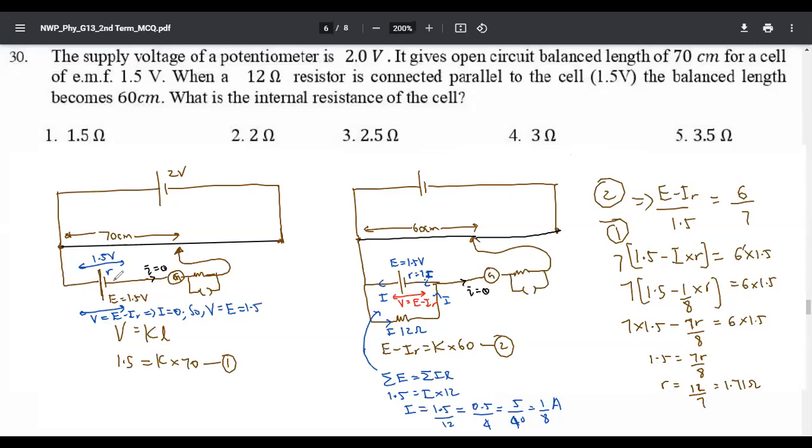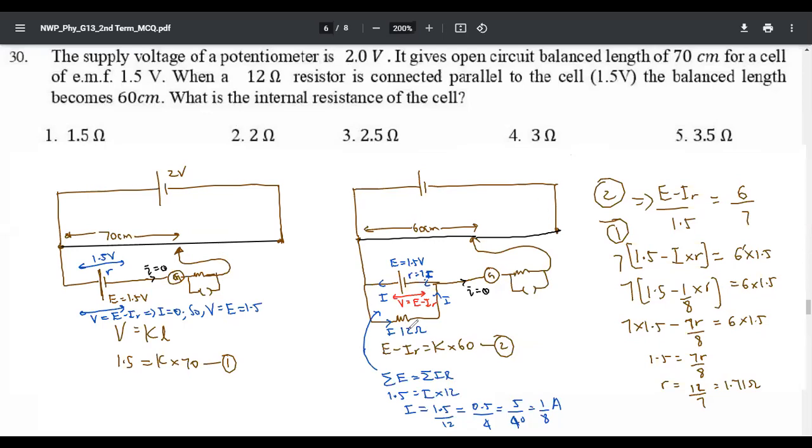Here, no current is going through the battery. Therefore, all 1.5 volt will be used across the battery. 1.5 corresponds to 70. And in the other one, so 12 plus R. There, that's where I made the mistake. Good point. Here, for resistance, thank you.